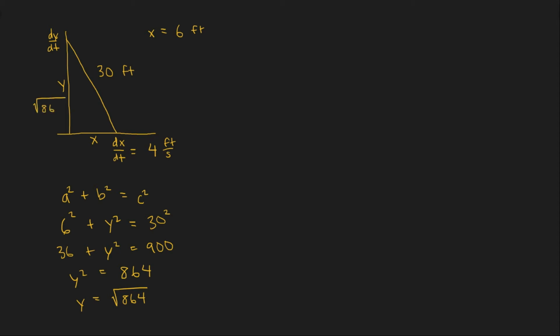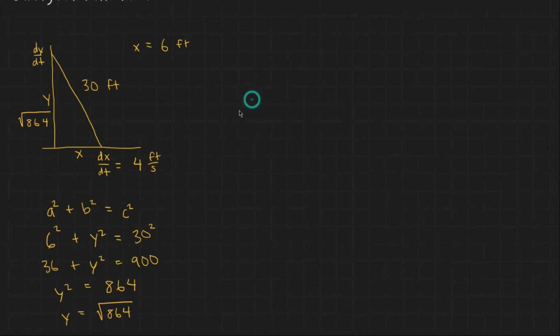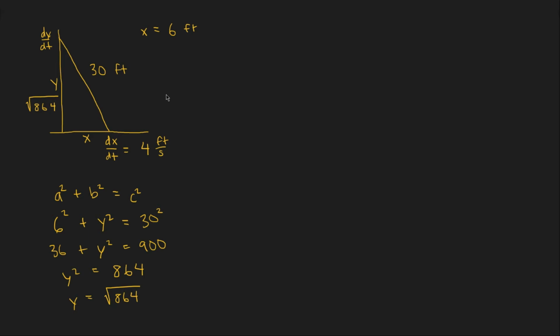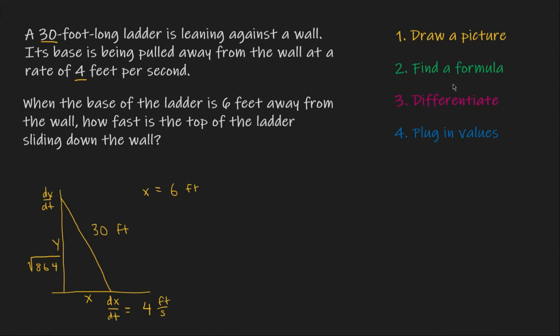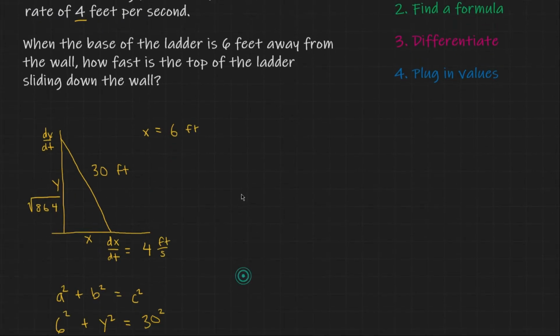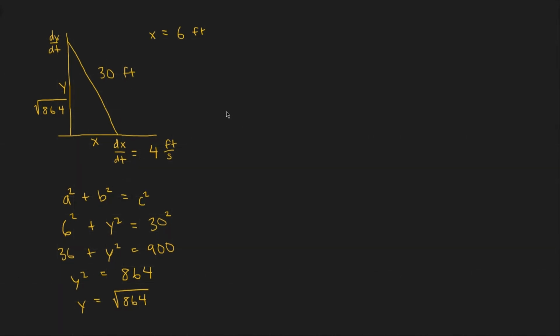And what this root 864 actually means is the value of the distance between the top of the ladder and the bottom of the ladder when x is 6 feet. Okay? So here we have all of the values that we need in order to find our equation. So if we go up here, we can see that our next step is to find a formula for our drawing. So if we take a look, we know that we have 1 side length, 2 side lengths, and 3 side lengths. So the relationship between 3 side lengths in a triangle can be found using Pythagorean's theorem.